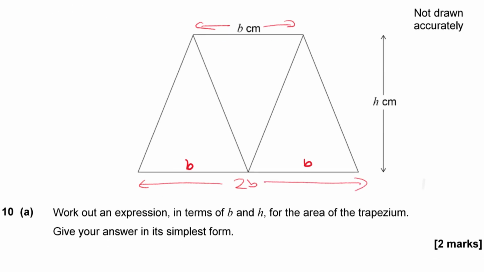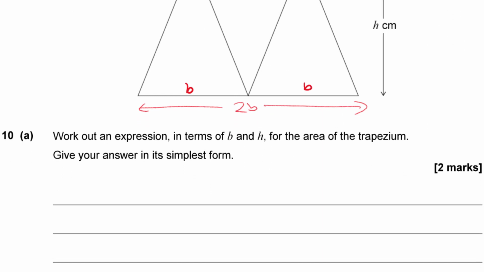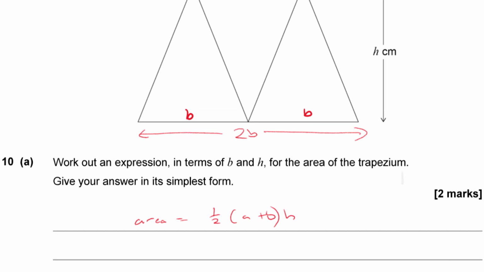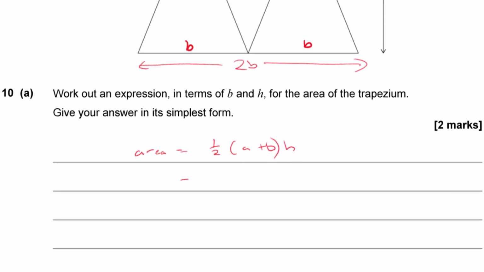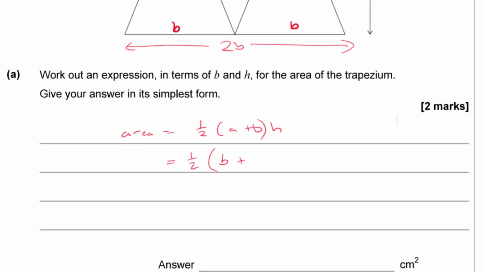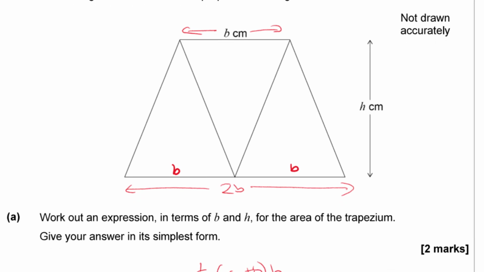Now the formula for the area of a trapezium is given by half a plus b, times h, where a and b are the 2 parallel sides and h is the perpendicular distance between them. Now in this particular case, my a is going to be b and my b is going to be 2b. So I'm going to have b plus 2b. There's my two parallel sides, and my h is still h there.